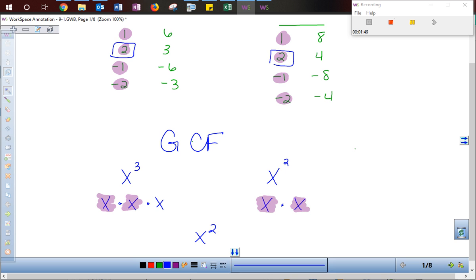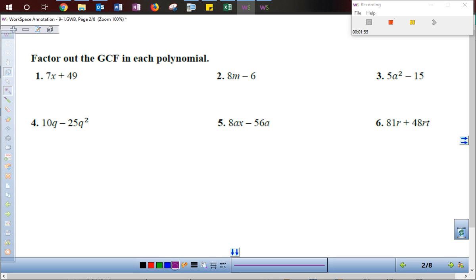Now, how that helps us today is they're going to be giving us polynomials, and they're going to be asking us to factor out the greatest common factor. Now, when it means factor out, that means find the greatest common factor and take it out of the polynomial so we can see what we have left. So on number 1, I have 7x plus 49.